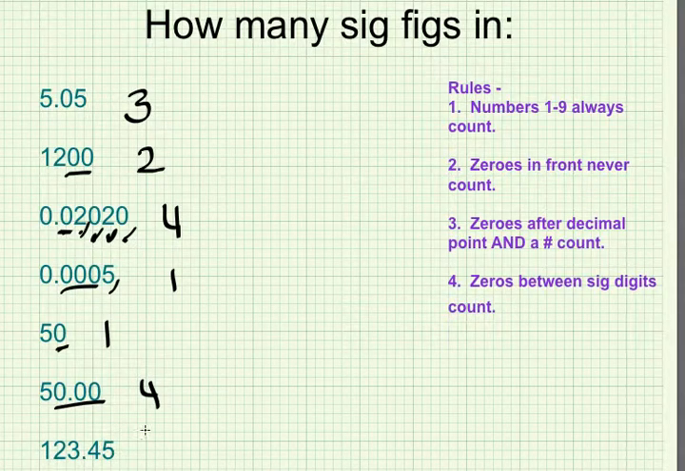And then the last one, let's end with an easy one. How many significant figures do we have there? Well, all of them are non-zeros, so all of them count. I'm going to have 5 significant figures. All right, so now let's take a look at rounding.